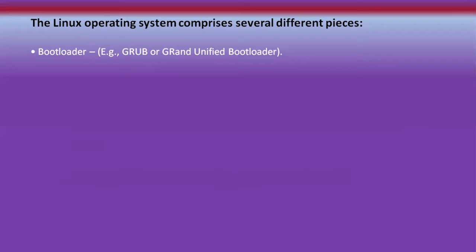The next piece of the Linux operating system is the kernel. This one is the lowest level of the OS. This is the one piece of the whole that is actually called Linux. The kernel is the core of the system and manages the CPU, memory, and peripheral devices.